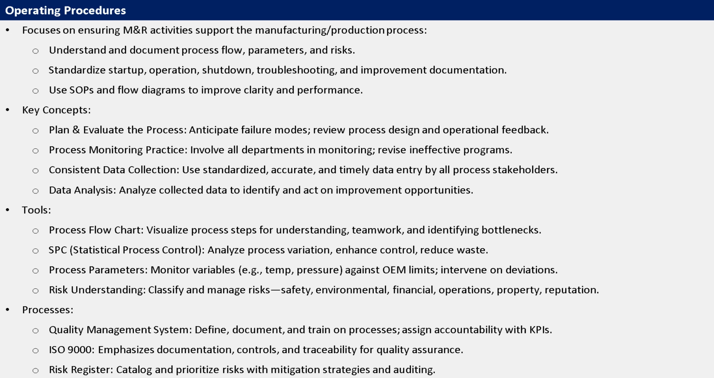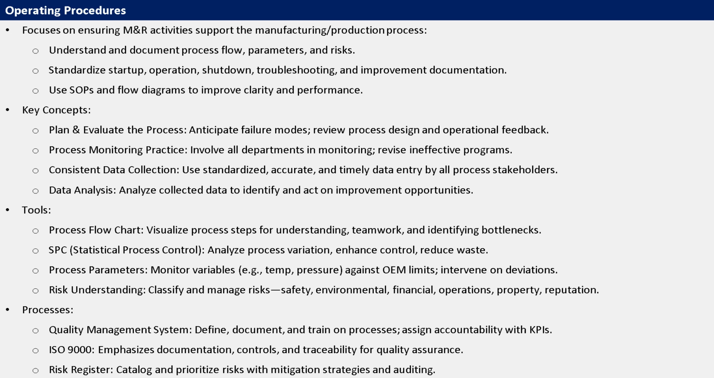Key concepts. Plan and evaluate the process. Anticipate possible failure modes early. Use operational feedback to continuously review and enhance process design. Process monitoring practice. Engage all departments in monitoring activities and revise any monitoring programs that prove ineffective. Consistent data collection. Ensure that all stakeholders input standardized, accurate, and timely data for reliable analysis. Data analysis. Regularly analyze collected process data to identify inefficiencies and opportunities for process improvement.